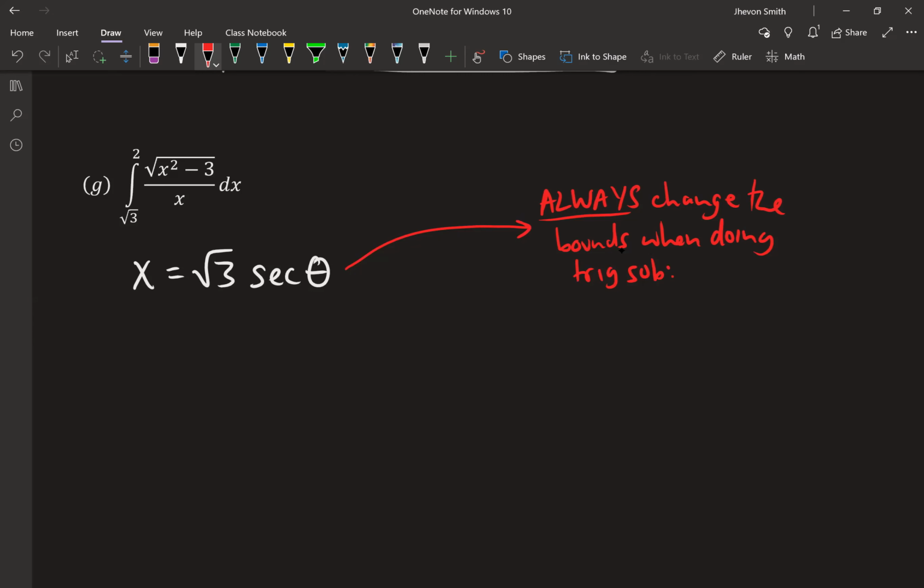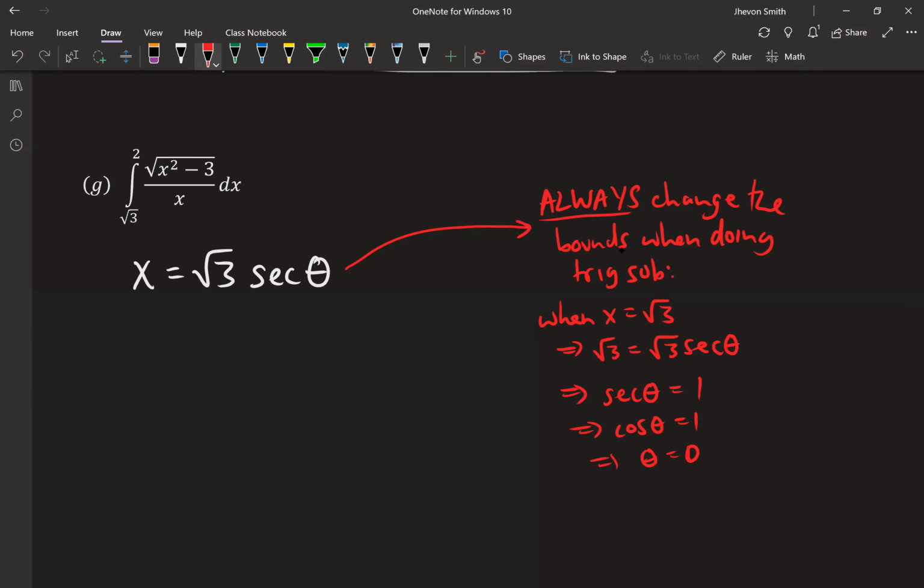Here, you notice that your x is ranging on this interval, from radical 3 to 2. So you just simply say when x equals radical 3, we're changing the lower bound. This means that radical 3 is equal to radical 3 secant theta. This means that secant theta is equal to 1. This, of course, means that cosine of theta is equal to 1, which means theta equals 0.